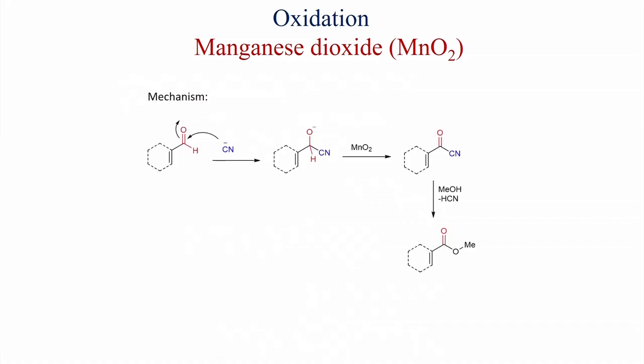This is the mechanism. So, the aldehyde first reacts with cyanide to give this compound, and then MnO2 oxidizes this one. So, MnO2 oxidizes this compound which goes to the cyanoketone.